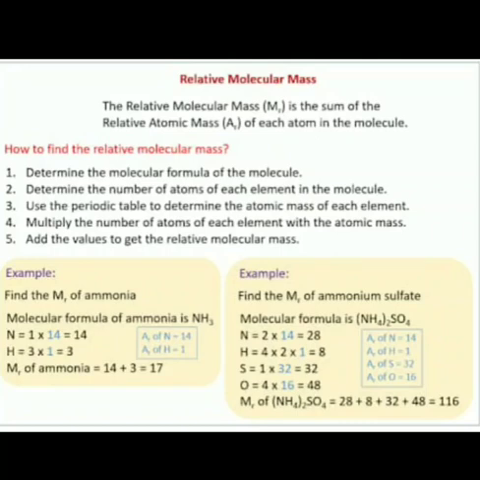So first you write the formula, that is (NH4)2SO4. Then determine the number of atoms. Here number of atoms of nitrogen, how much? 2, because it will multiply with 2. And hydrogen is how much? 4 into 2, that equal to 8. And sulfur 1 and oxygen 4.